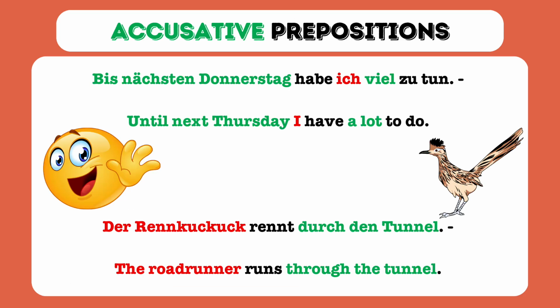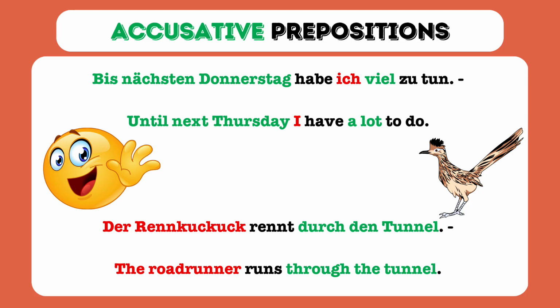Now that we know what these prepositions are, let's get into the actual meat and potatoes here, meaning the stuff and how to use them. Here we have some example sentences. Bis, as I mentioned before, means until, and you can use it in sentences like this one. Bis nächsten Donnerstag habe ich viel zu tun. Until next Thursday, I have a lot to do.